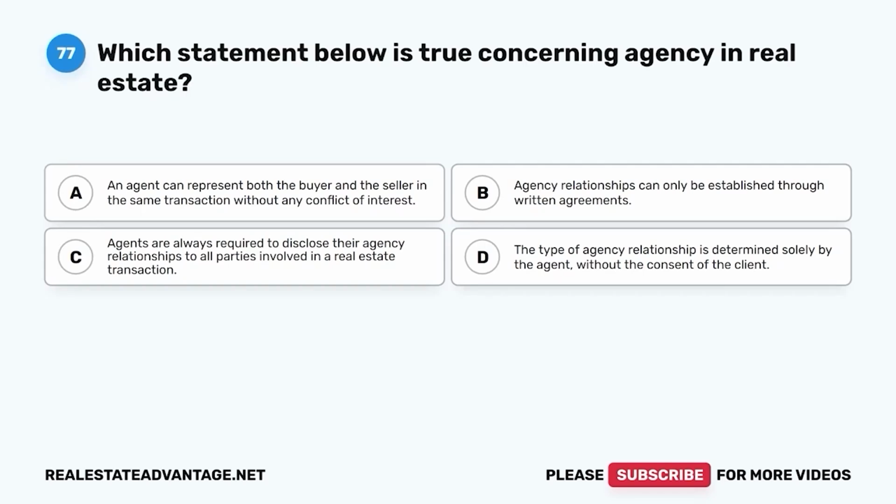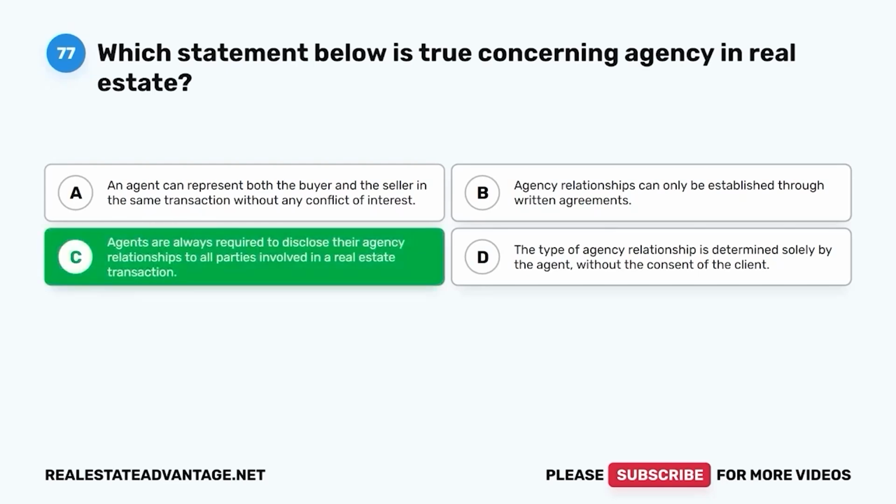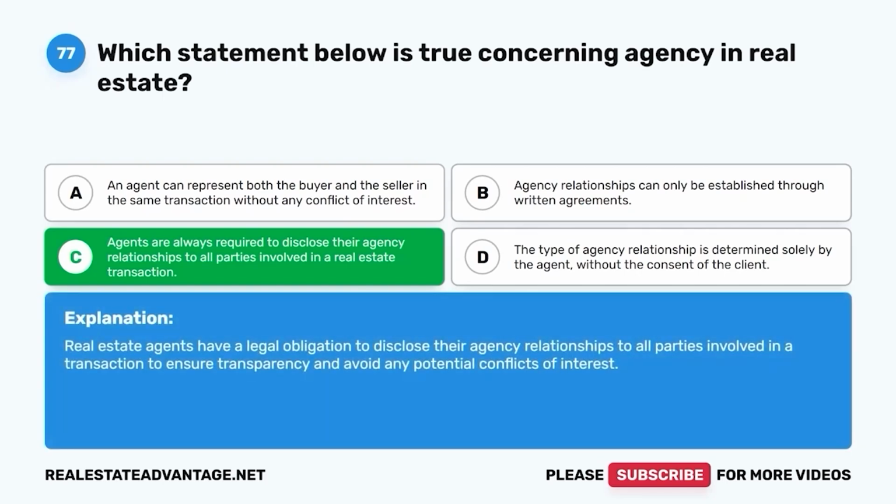Question 77. Which statement below is true concerning agency in real estate? A. An agent can represent both the buyer and the seller in the same transaction without any conflict of interest. B. Agency relationships can only be established through written agreements. C. Agents are always required to disclose their agency relationships to all parties involved in a real estate transaction. D. The type of agency relationship is determined solely by the agent, without the consent of the client. The correct answer is C. Agents are always required to disclose their agency relationships to all parties involved in a real estate transaction. Real estate agents have a legal obligation to disclose their agency relationships to all parties involved in a transaction to ensure transparency and avoid any potential conflicts of interest.